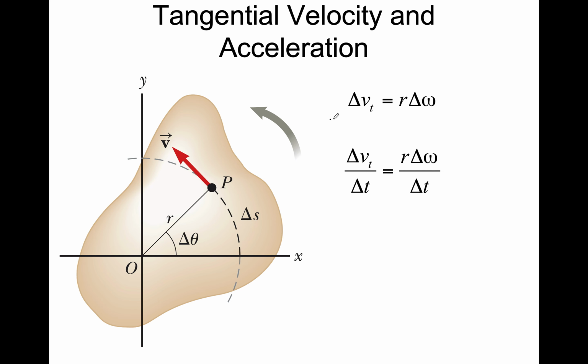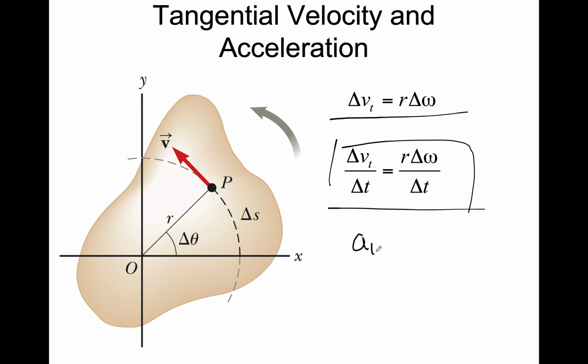Now, this relation we found out: tangential velocity equals r times angular velocity. So apparently the change of tangential velocity should equal r times the change of angular velocity. And then we divide by delta t on both sides, and we arrive at this equation. What is delta vt over delta t? I think you can figure it out, right? It would be tangential acceleration, the acceleration of this point along the tangential direction, at.